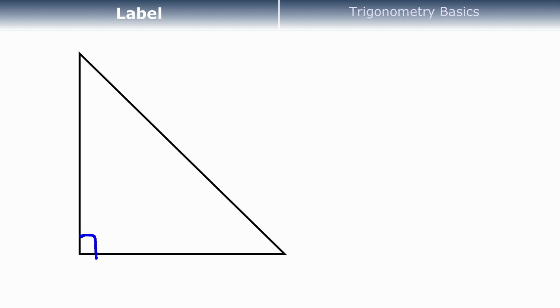Okay, so that's the right angle. So this side over here has to be the hypotenuse. I could label that as angle C and side C. Then let's put an A up here and a B there. That means that this side over here is little letter B. This side down here is little letter A.